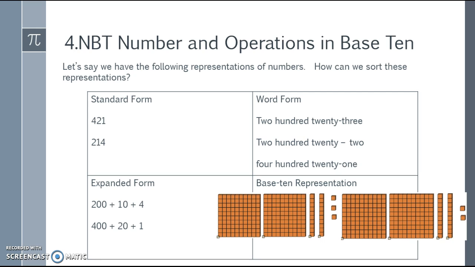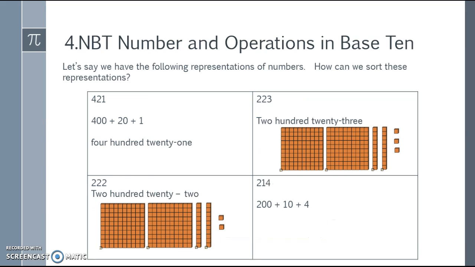So written in standard form, we should have 421 and 214. The word form, expanded form, and base 10 pieces. This may not have been the original way you would have sorted when presented this problem. Rather, my first inclination is to sort them based on which number they represent. So writing 421 using numbers, expanded form, and the written word, and 214 using the standard form, written form, and base 10 pieces.